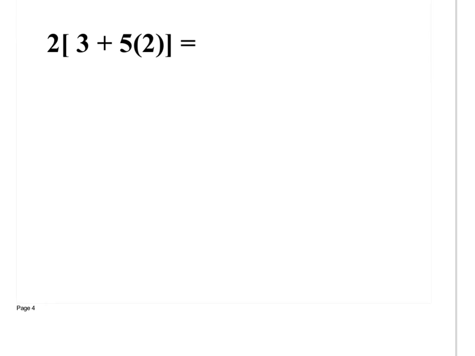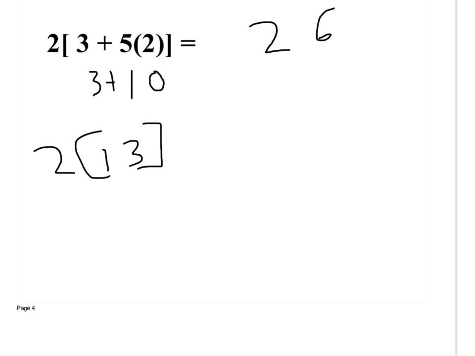Write this problem down. Go ahead and solve it. All right, someone raise your hand and tell me the answer. Beagle. 26. He says 26. Let's check it. First thing to do is grouping symbols. Inside grouping symbols, we have 3 plus 5 times 2. First thing we do inside grouping symbols is multiply and divide. So 5 times 2, which is 10. 3 plus 10 is 13. 2 times 13 is 26. Easy enough.